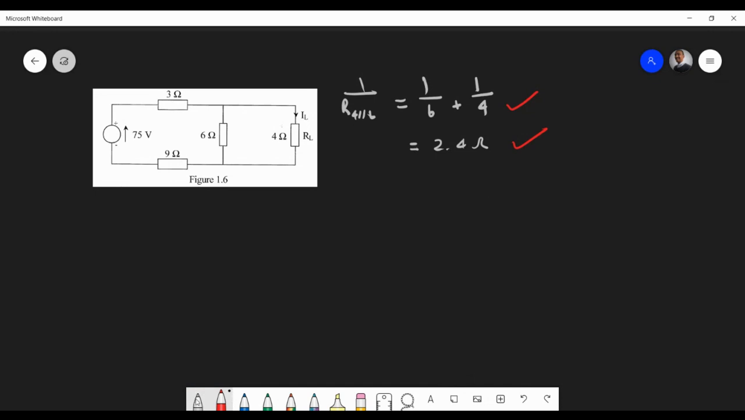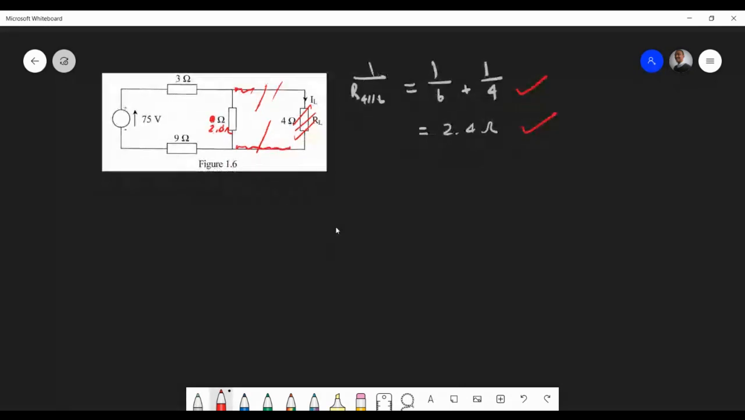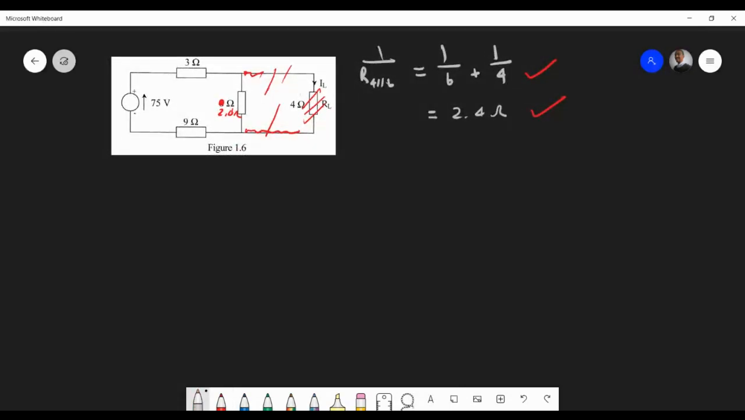So if I could just re-sketch the circuit for you, the idea is that this one falls away, and this new value here becomes, let me erase that, 2.4 ohms. So we've got a circuit like that now. The whole point of this is to reduce the circuit so that it's convenient for you to analyze, right?